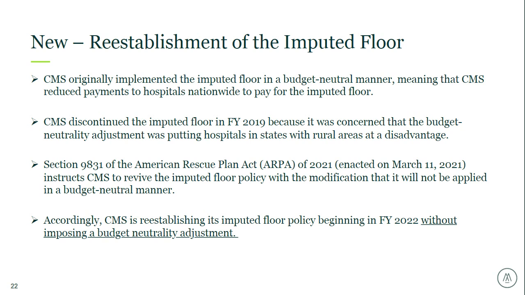So what happens next? In steps Congress. Section 9831 of the American Rescue Plan Act of 2021, enacted on March 11th of 2021, instructs CMS to revive the imputed floor policy with the modification that it will not be applied in a budget-neutral manner. Accordingly, CMS is now reestablishing its imputed floor policy beginning in fiscal year 2022 without imposing a budget neutrality adjustment. Thus, hospitals that receive the benefit of this change will not be gaining a benefit at the expense of others because the budget neutrality adjustment factor will not be implemented.